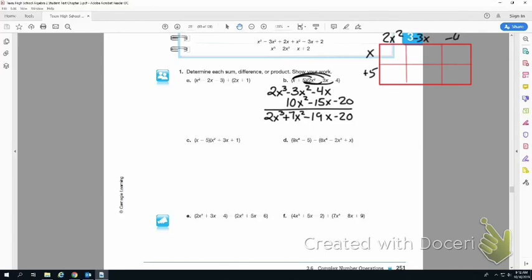So I want you to do A, which is an addition. I want you to do C, which is another multiplication. And I want you to do D, which is a subtraction. And then check my answers up here to make sure that I did them correctly.